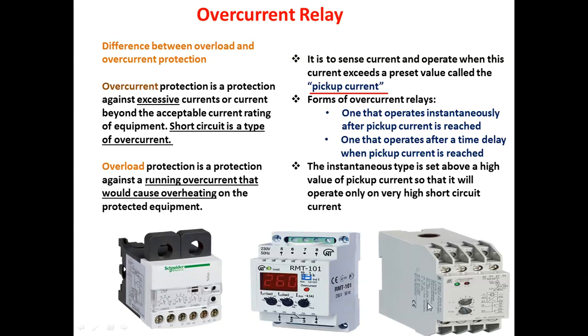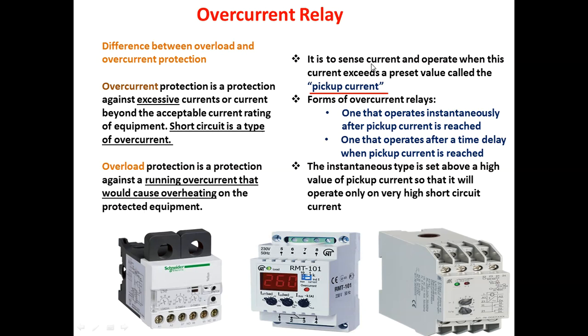Now let's talk about overcurrent relays. What is the difference between overload and overcurrent protection? The overcurrent protection is protection against excessive currents or current beyond the acceptable current rating of the equipment. Like in short circuit, for example, is a type of overcurrent. While overload protection is a protection against running overcurrent that would cause overheating on the protected equipment.